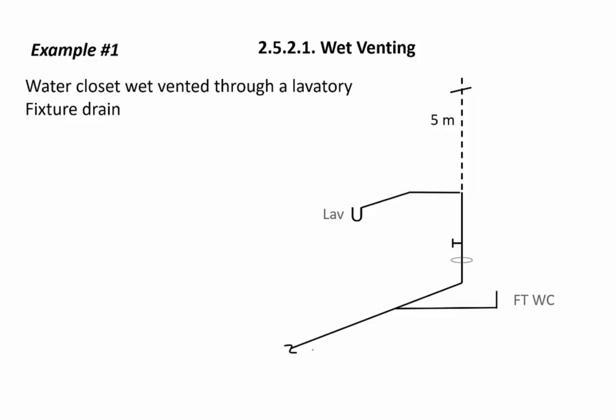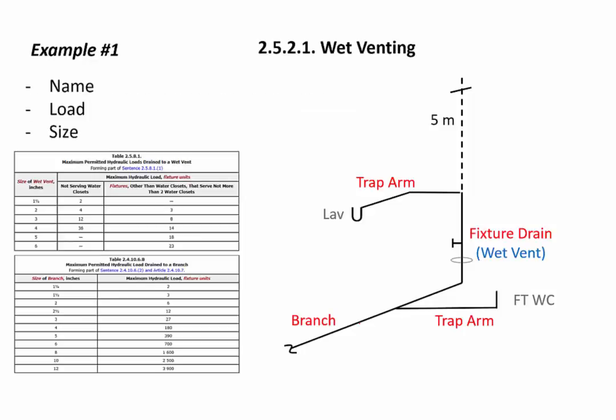Okay, let's look at some examples. Here we have a water closet that's being wet vented through an adjacent lavatory, a very common situation. So first we're going to start with all the naming. So we've got our trap arm for a lavatory. It's going to turn into a fixture drain once we hit the vent.